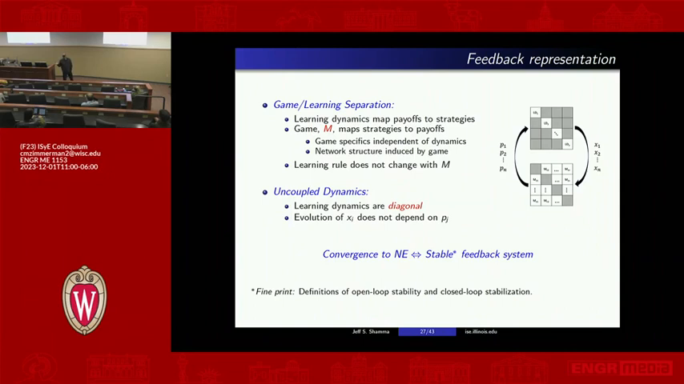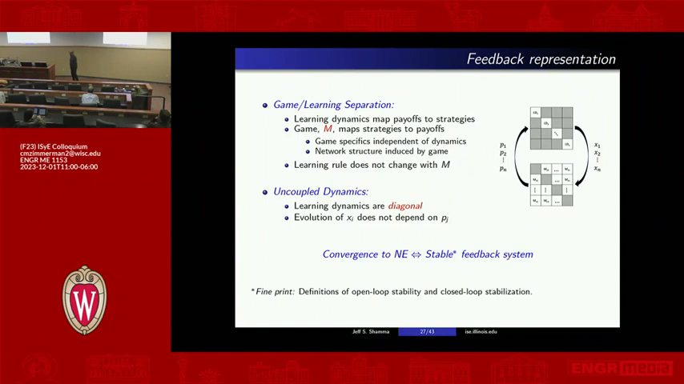It means that this feedback system is stable. That's it, all right? So now, instead of talking about convergence to Nash equilibria, let's ask, when are these dynamics, with the forward loop diagonal, when can they be stable? That becomes the question. So convergence to Nash equilibrium becomes, when is a feedback system stable? I'm not going to give here the definitions for open loop stability and closed loop stability of dynamical or linear dynamical systems. It just means what you think it means. Things are converging to where they should be, and not oscillating.